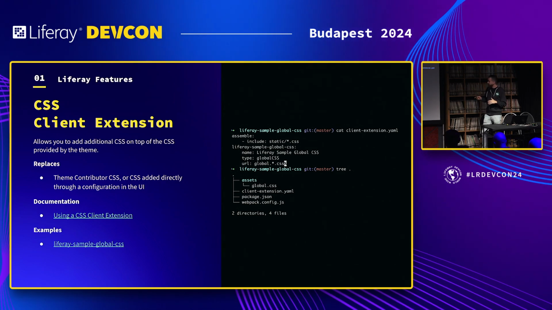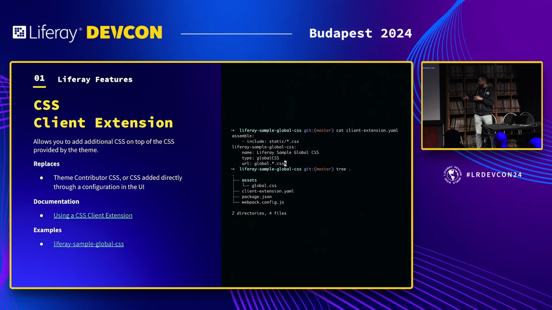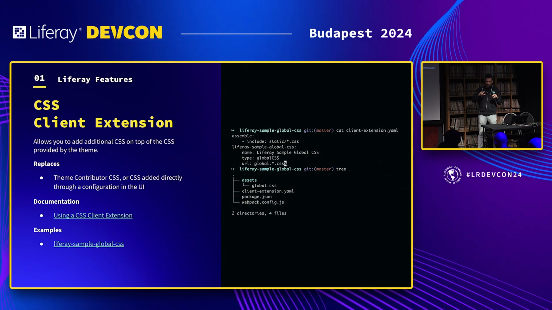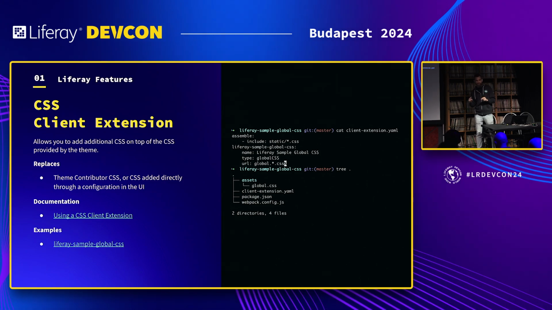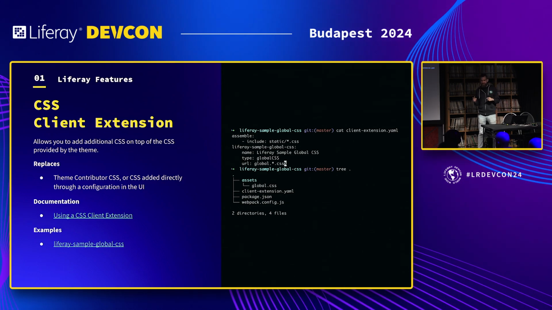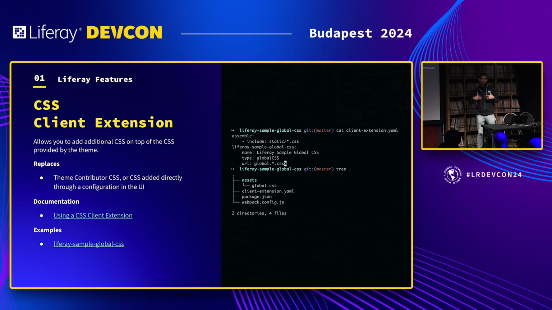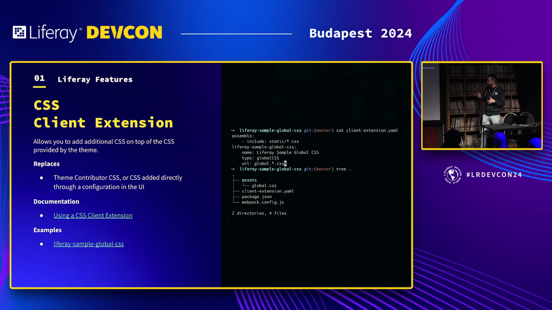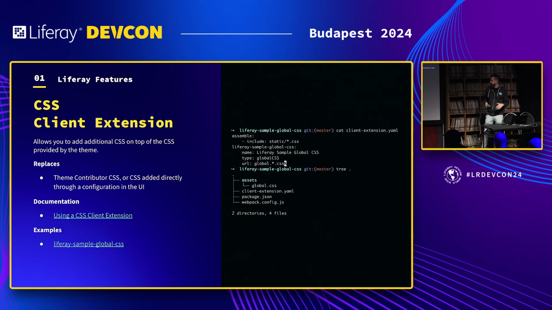Also, just to be aware of the CSS client extension, one thing this relates to is it provides the ability to replace what we could do with OSGi modules before with a theme contributor, right? That's one way of adding CSS in a more global fashion that's additive as opposed to replacing. So if you used theme contributors before, the CSS client extension might be a good alternative for you.